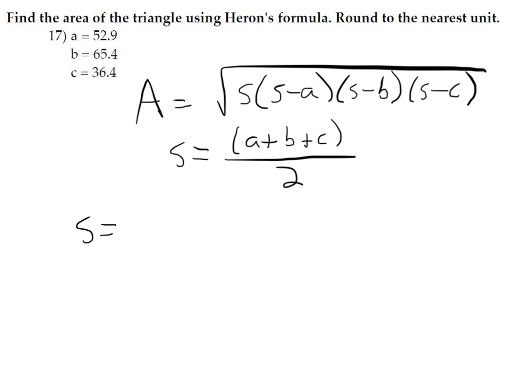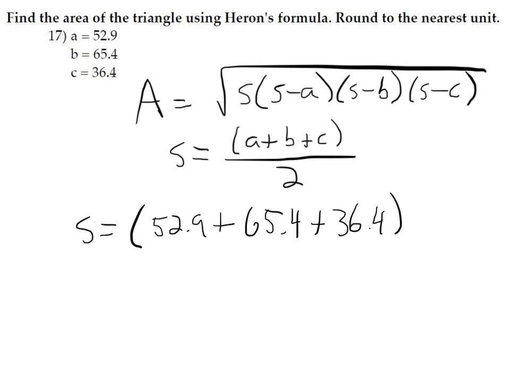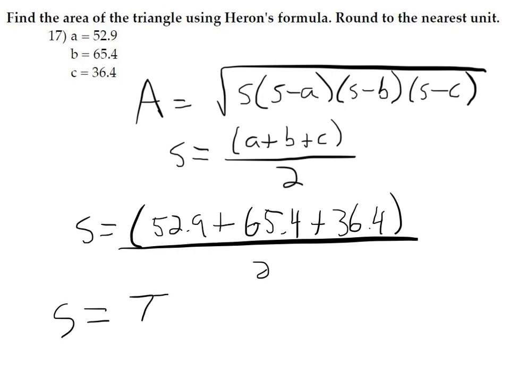So we get S equals (52.9 plus 65.4 plus 36.4) divided by 2. That gives us S equals 77.35. We don't know what kind of units these are, feet, inches. This would be whatever feet, inches the original A, B, and C were.